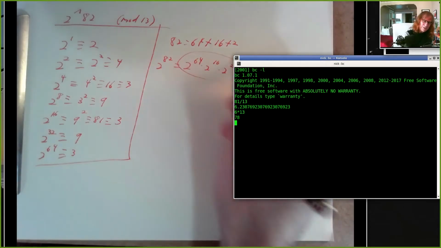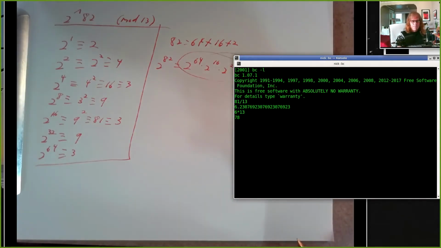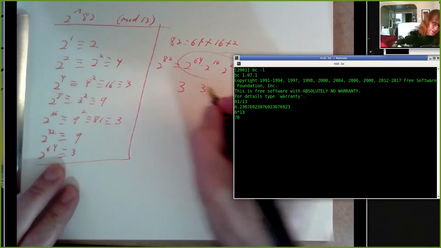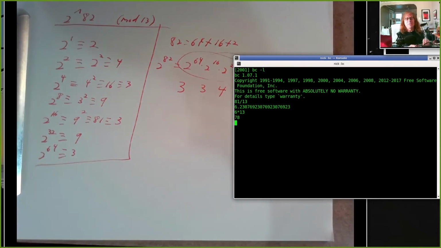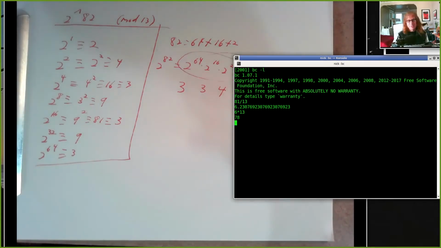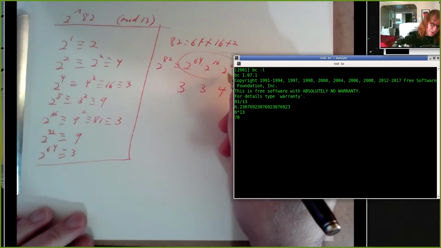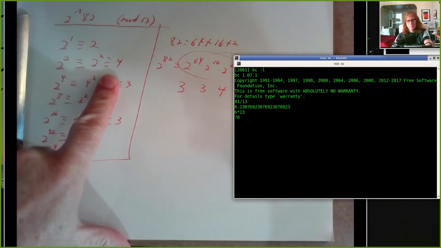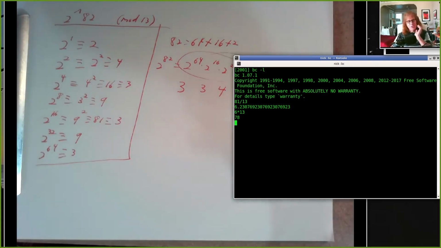And most people got to this. And 2 to the 64th is 3, and 2 to the 16th is 3, and 2 squared is 4. Here's where most of the mistakes happened. A number of people added these together instead of multiplying them, even if they said multiply up here. They added them together and they got 10. And a number of people, for 2 to the second, wrote down 2 instead of 4, even though they had written 2 to the second equals 4 up here. And so they got 3 times 3 times 2 instead of 3 times 3 times 4. Just math errors or typos, right?